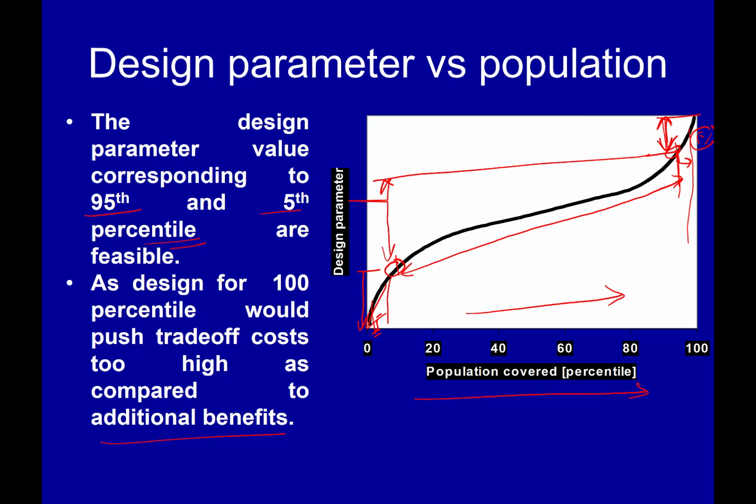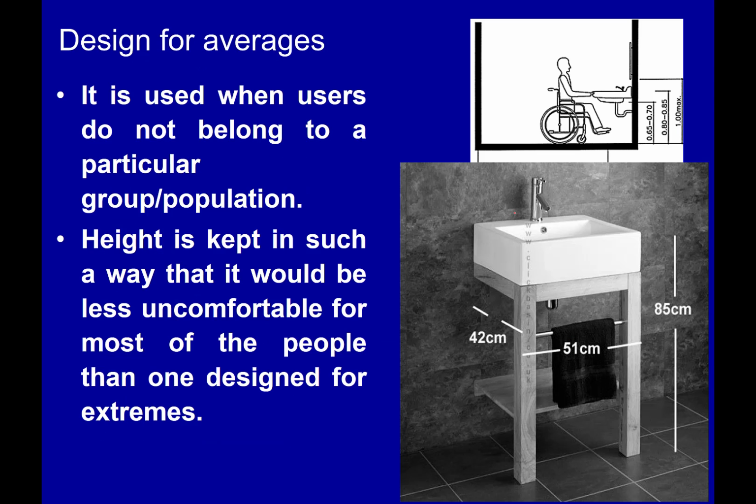So what we do, we try to develop the design for extremes such that the 5th to 95th percentile of the population is covered in the design. Okay, now this is about the design for averages.